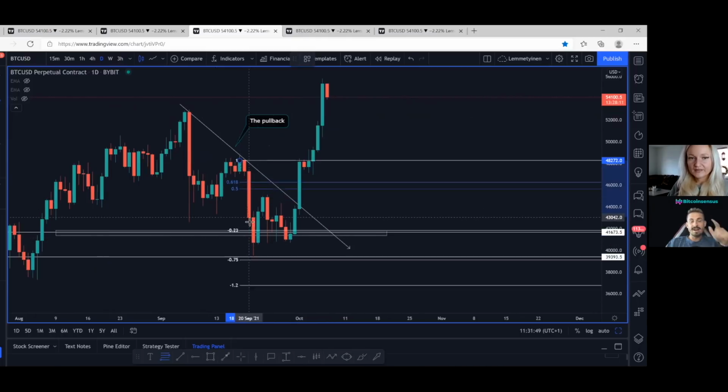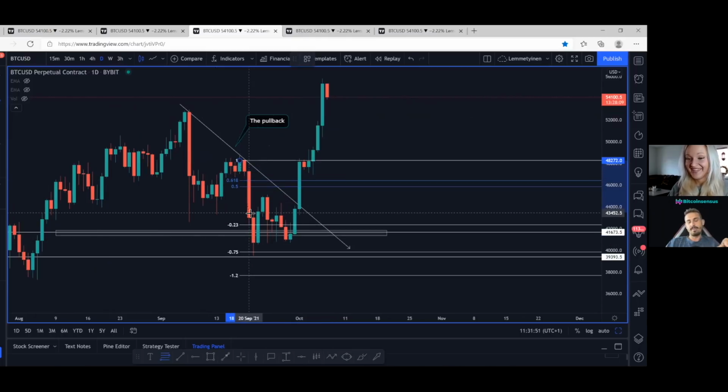Yeah. I missed out on this pump from BTC from the low $40,000 because 62% wasn't reached, and I knew we were going up. I would say we had the descending wedge.